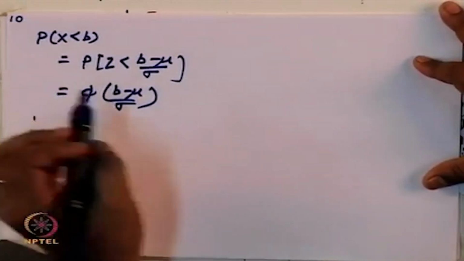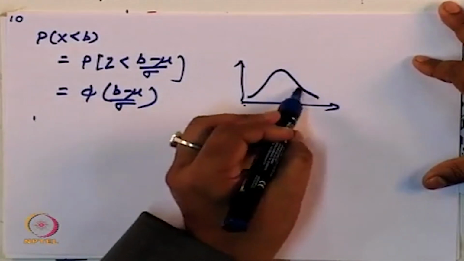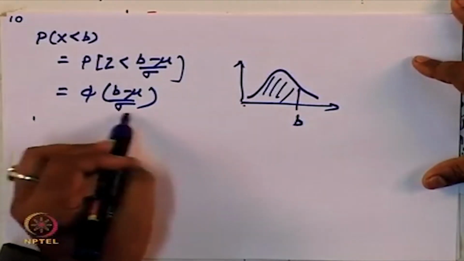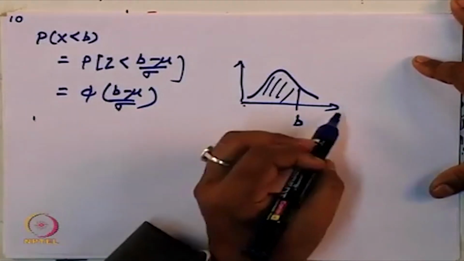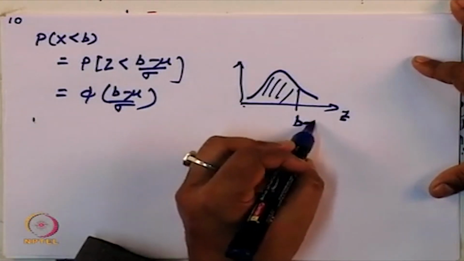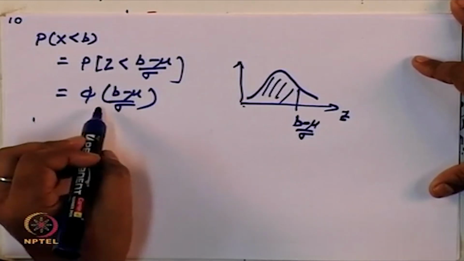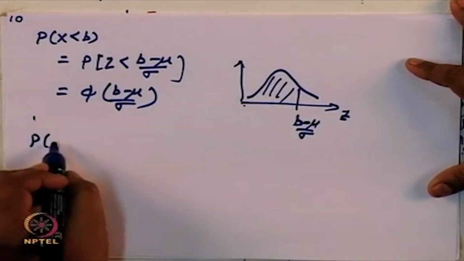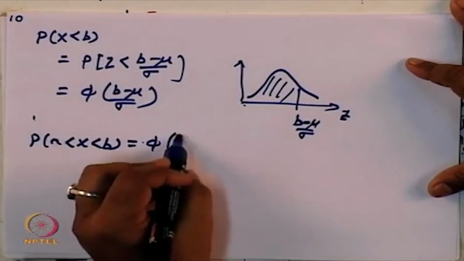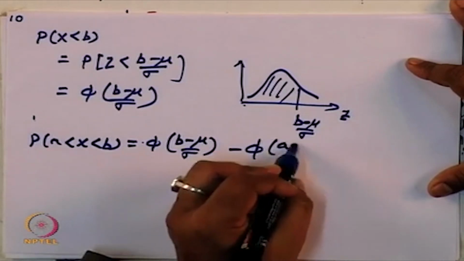So, if this is the probability of x less than b, as I drew earlier, then for any b, this is my probability of x less than b. I can find out for the z variable what the correspondence is. This corresponds to (b minus mu) by sigma, and accordingly I can look up the value. I can write the probability of a less than x less than b is nothing but phi of (b minus mu) by sigma minus phi of (a minus mu) by sigma.